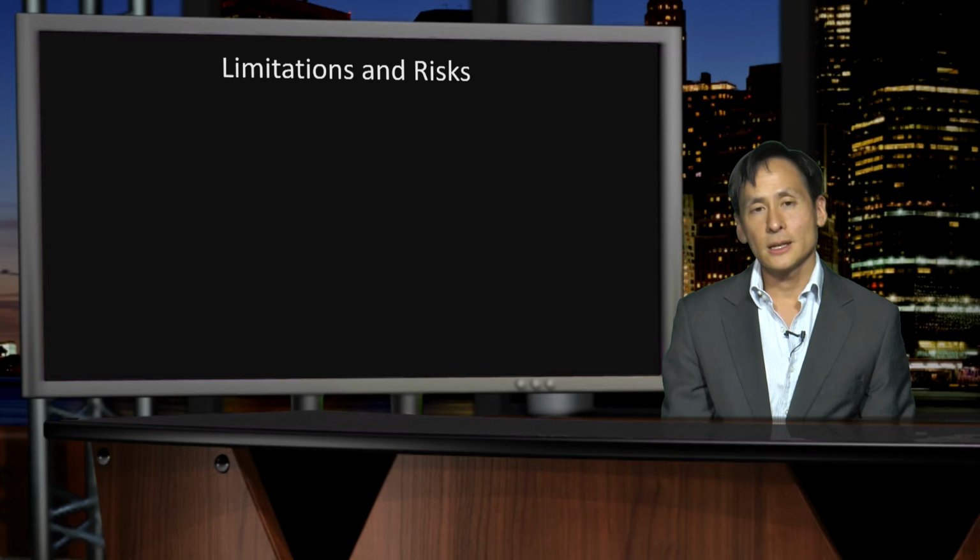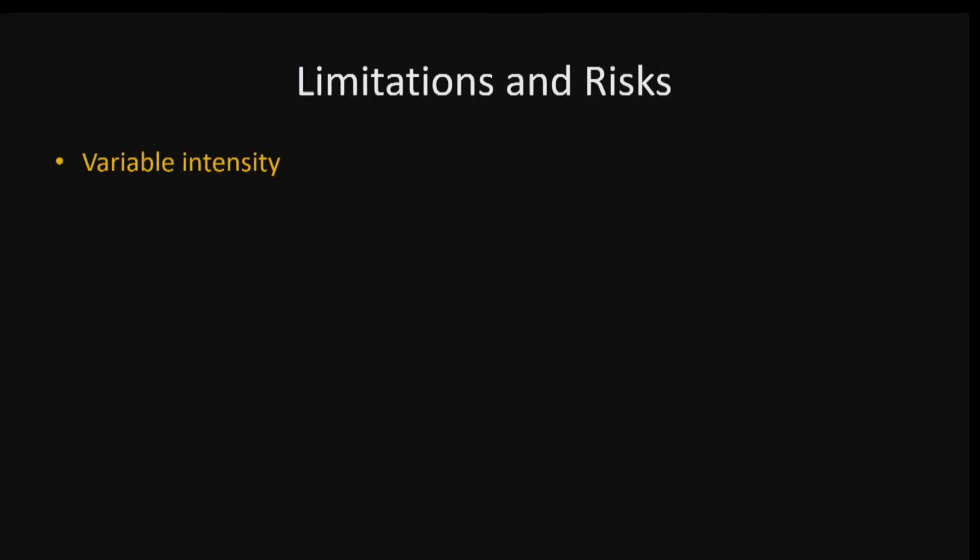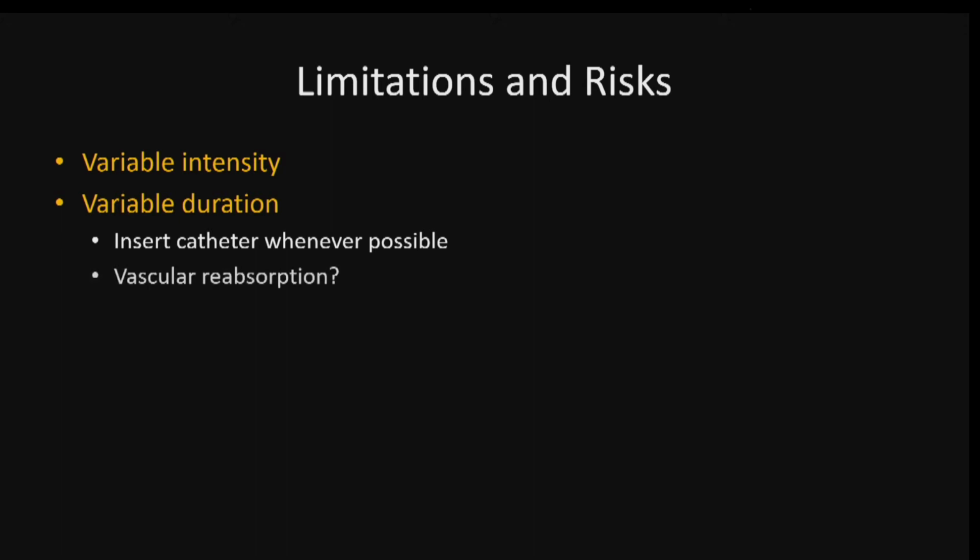Nevertheless, nothing is perfect, and it's important to be aware of the current limitations and the risks that might be associated with this technique. I think the number one limitation is that the block that you will observe and the patient will experience tends to be of variable intensity. They can have excellent analgesia and they can have moderately good analgesia. The duration also happens to be variable, and we think that is perhaps due to vascular absorption that occurs, and thus again we recommend that you insert a catheter whenever possible so that you can compensate both for the variation in intensity and variation in duration by rebolusing that.